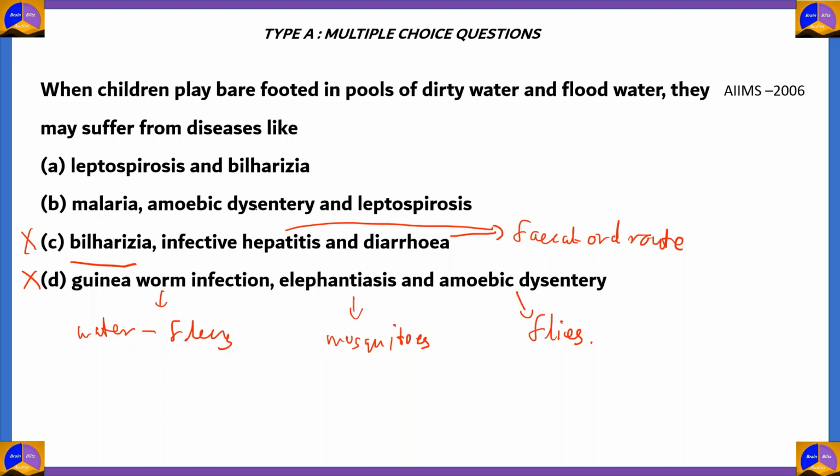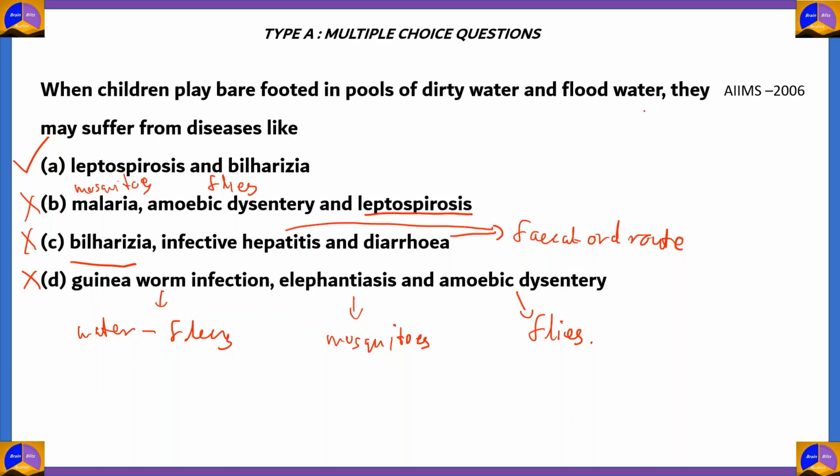What about option B? Malaria, amoebic dysentery, and leptospirosis. Over here, leptospirosis is again a correct one because it is also caused by children playing barefooted in pools of dirty water and flood water. However, malaria is due to the vector mosquitoes, and amoebic dysentery is due to the vector flies. So therefore, option B is incorrect. The right answer is option A, leptospirosis and bilharzia. Both are caused by children playing barefooted in pools of dirty water and floodwater, which is where the causative agent is.